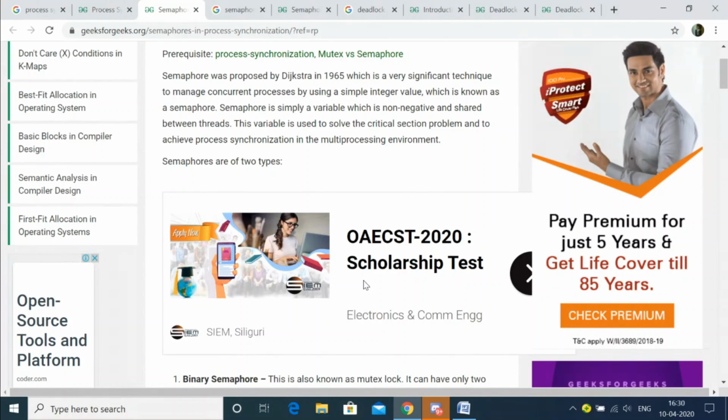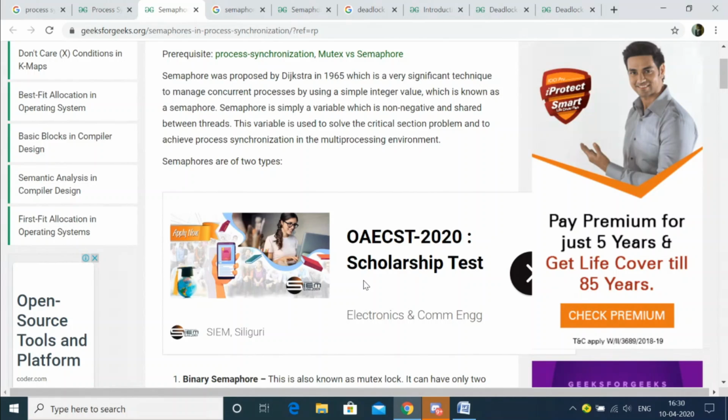As per the theory, there are two types of semaphore. One is the binary semaphore, and the other one is the counting semaphore. So binary semaphore, from the name itself, its value is always initialized at the beginning to be one. This is basically used to implement the solution of the critical section problem if we have multiple processes.